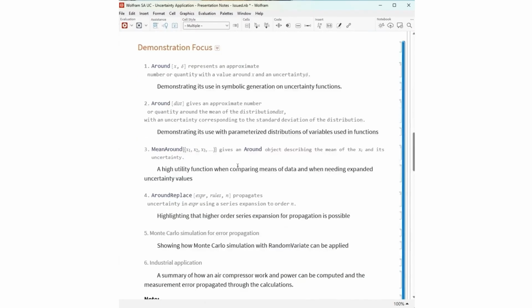I'm going to focus on the following: a demonstration of the function Around, which represents an approximate number with uncertainty. And for symbolic generation of these uncertainty functions, I'm going to talk about Around using variables with uncertainty and combine them with specific compute functions. I'll also show how Around operates with parameterized distributions.